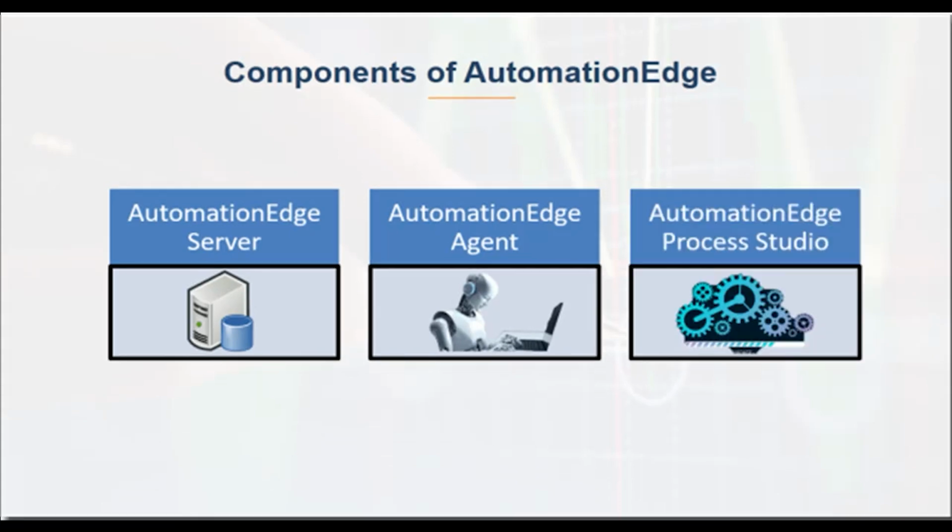And next is Process Studio. Process Studio is a Java-based tool which is used for designing and developing workflows and processes. In Process Studio, a workflow is created by orchestration of ready tasks. So if you want to do development in AutomationEdge, if you want to build your own bot, then you must have this tool with you. Are you excited to work with this tool?